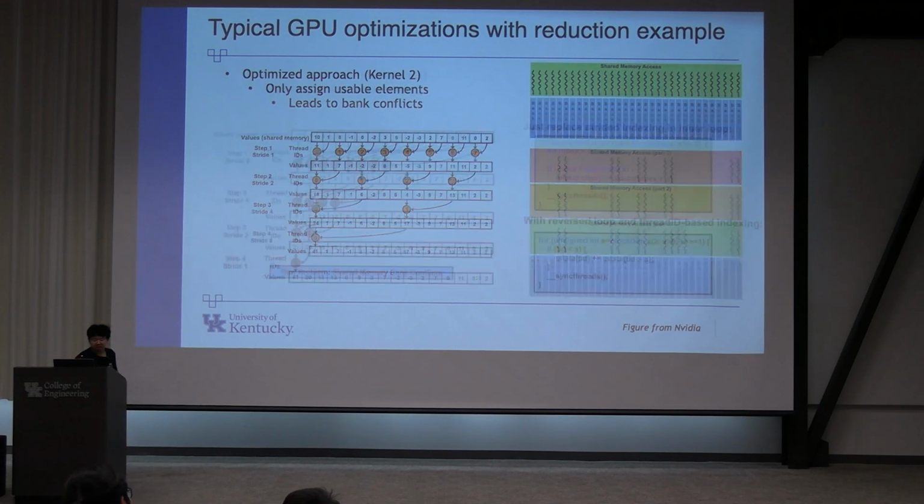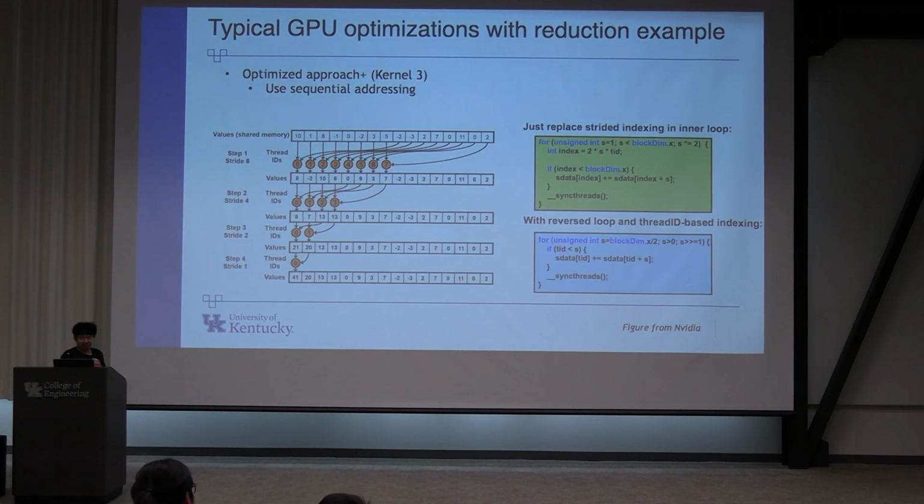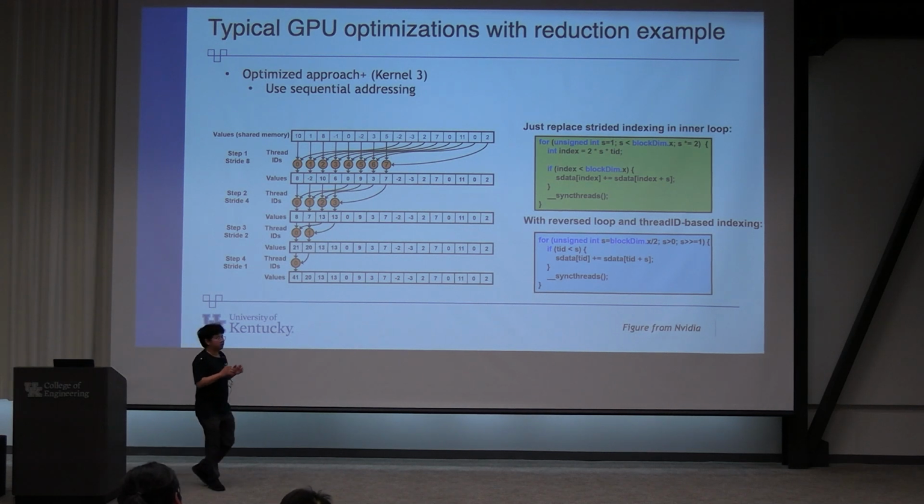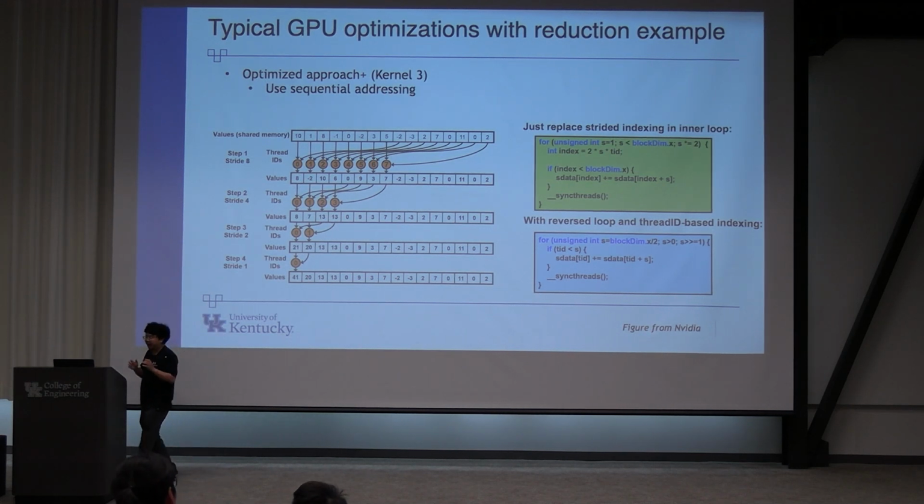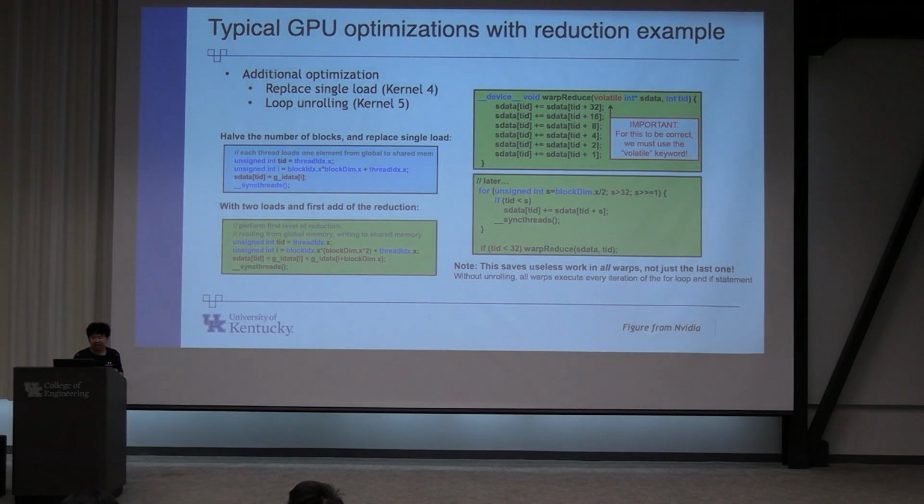In order to avoid this, one can perform so-called sequential addressing to eliminate the bank conflict issue. Instead of assigning the threads as in the previous approach, one can adjust it a little bit to avoid the bank conflict. Basically, the first thread will be responsible for adding its own number to another number, which is half a block away. In this case, it can eliminate the bank conflict. There are some additional optimizations we can use in this example.